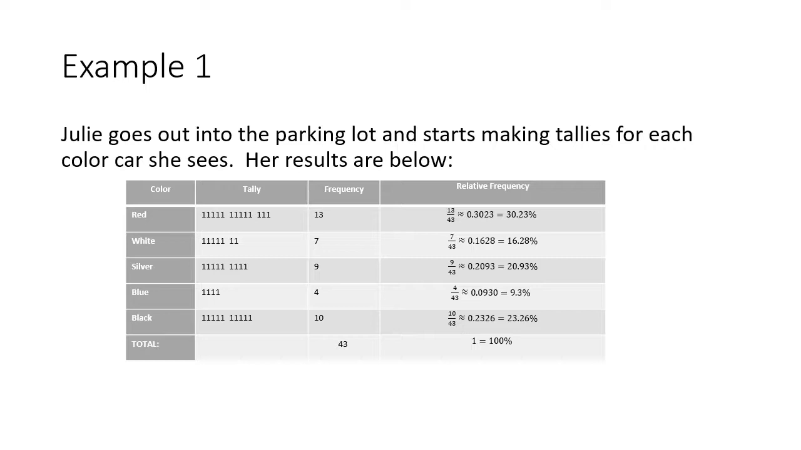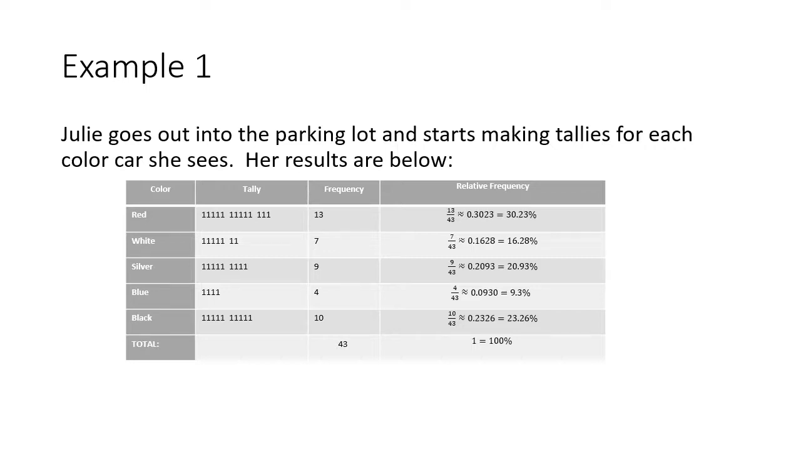Now, the proportion as a fraction is almost always the most accurate way we can represent the data, but it's not necessarily the most useful. So typically we actually are going to turn those proportions into decimals. And 13 divided by 43 is approximately 0.3023 if we're rounding to 4 decimal places.